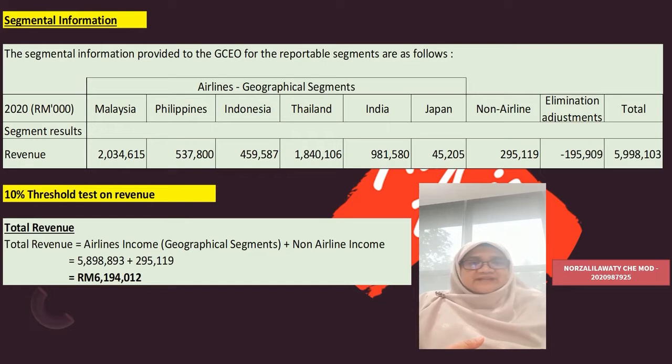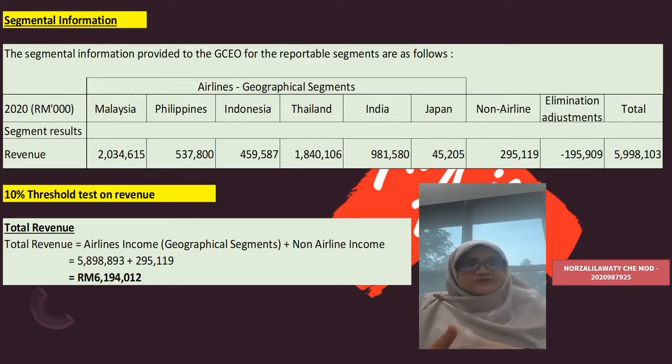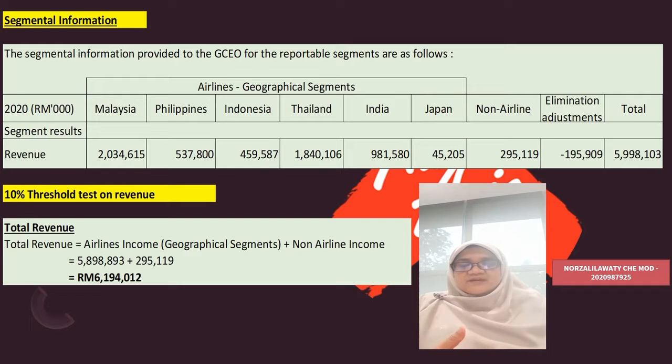Let's take a look at the segmental information statement in AZHARUDIN Financial Reporting 2020. To calculate the 10% threshold test, since we're using the formula based on revenue, first of all, we have to sum up all segment revenue, which totals 6,194,012. From there, we calculate the 10% threshold test by dividing the revenue from each segment by the total revenue.